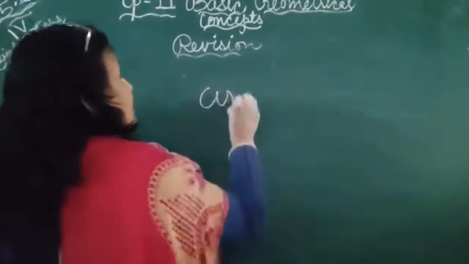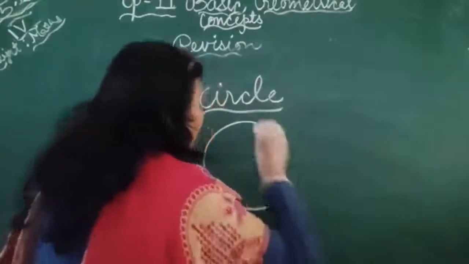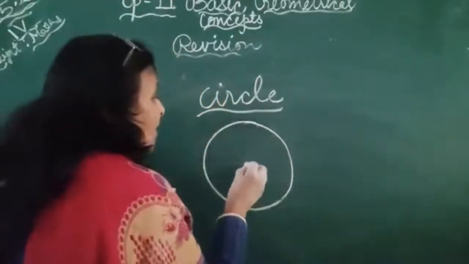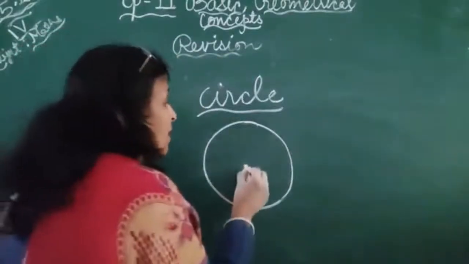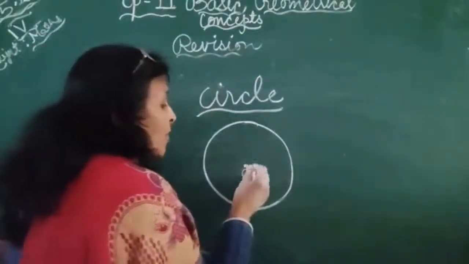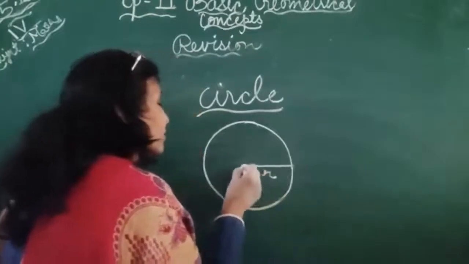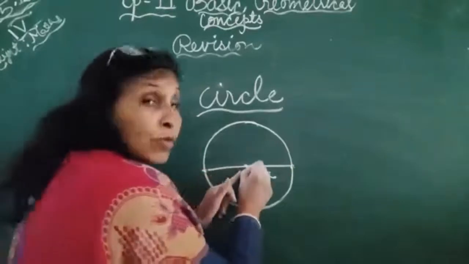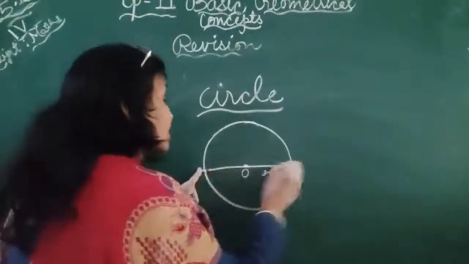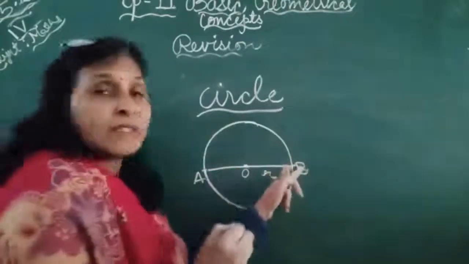Now circle. This is a circle. And this middle point, we can say this is a center, and denoted by O, and this is the radius, and if we join this end to this end passing through the center, then this is the diameter. This is the diameter.